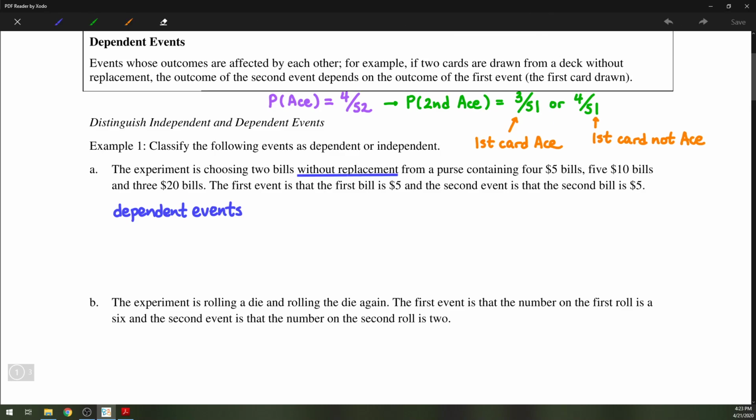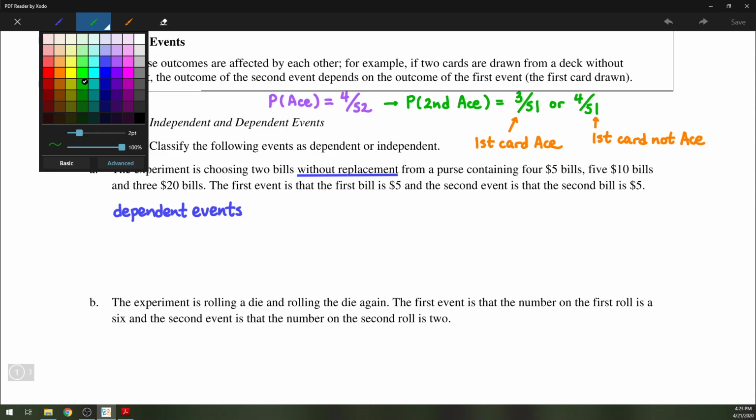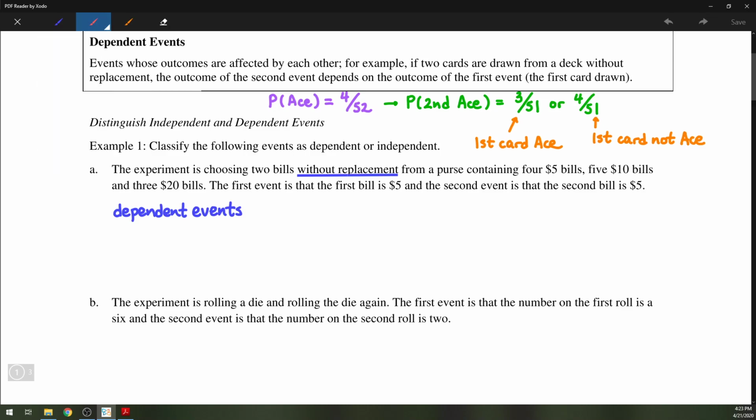Second part, it says the experiment is rolling a die and then rolling the same die again. Now, obviously, the die roll will not affect one another, so these will be independent events.